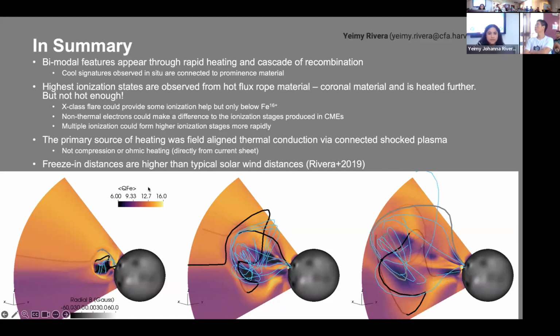And then the slide that I skipped was the freezing distances. When we look at the freezing distances of different ions in this case versus the case that I was showing before in the 2019 very simple 1D model, they're actually very similar, which makes me very happy. Things are evolving out to 20 solar radii for iron, which is very similar to that 2019 paper, which is a much, much simpler model. And so I will end here and take any additional questions. Thanks.